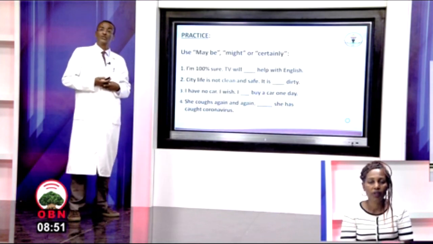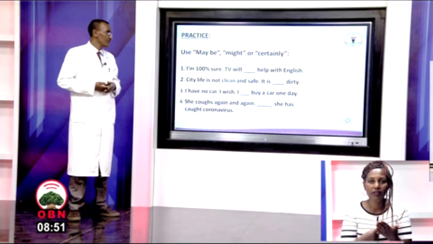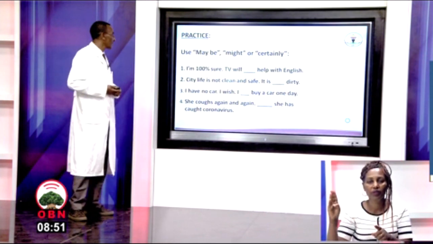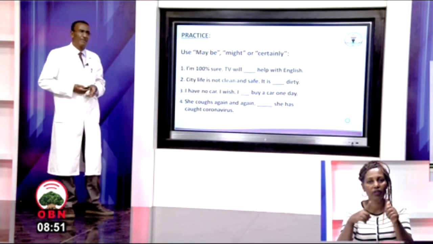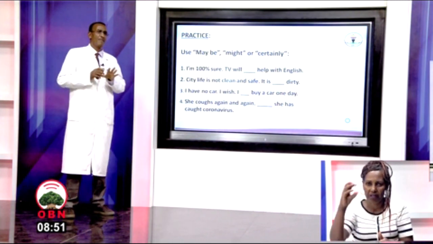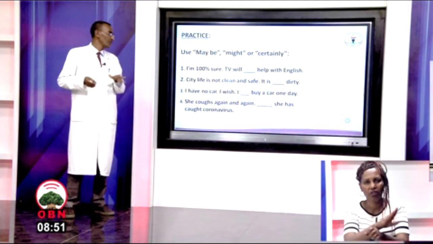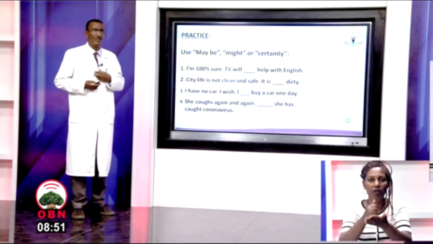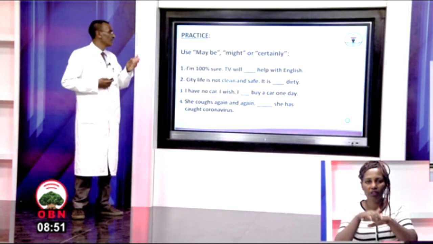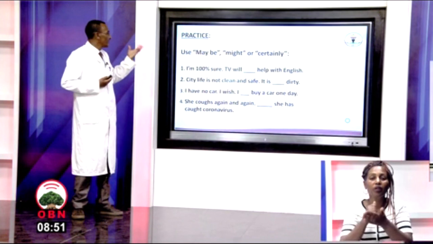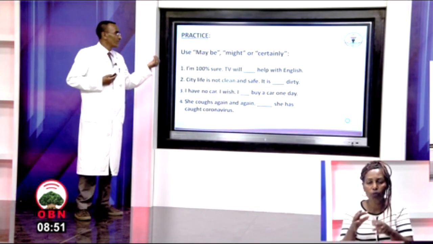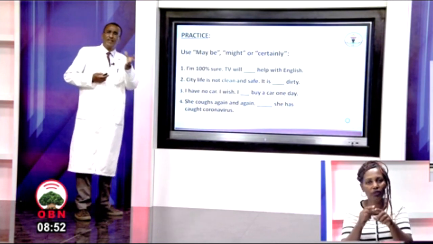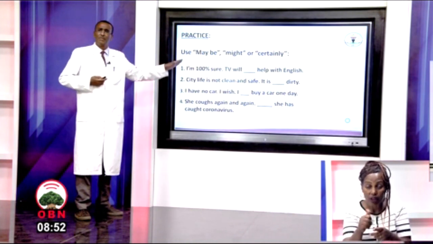Let's practice using these phrases in the following four sentences. One, I'm 100% sure, I'm fully sure, I'm very sure, I'm dead sure. TV will dash help us with English. Is it maybe, might, certainly? Choose from the above three mixed expressions of certainty and uncertainty to make the sentences complete and meaningful.